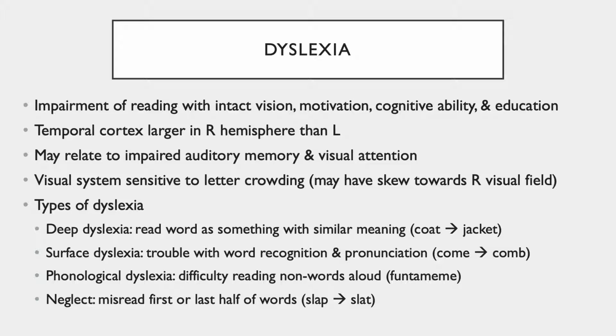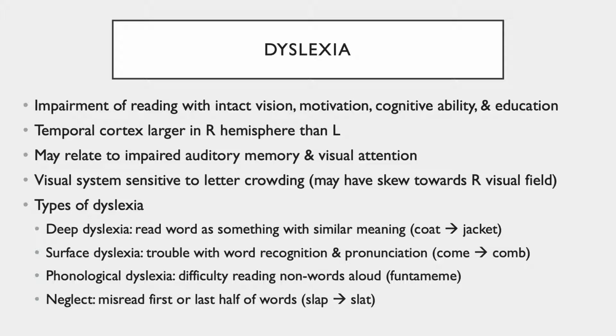Surface dyslexia is trouble with word recognition and pronunciation. Surface dyslexia comes with a tendency to mispronounce irregular words. For example, come may be mispronounced as comb. Phonological dyslexia is difficulty reading non-words, so made-up words can't be sounded out in the same way that other people without dyslexia might be able to. Phonological dyslexia is more about word sounds. For example, phantomime would be a difficult word to sound out for an individual with phonological dyslexia.